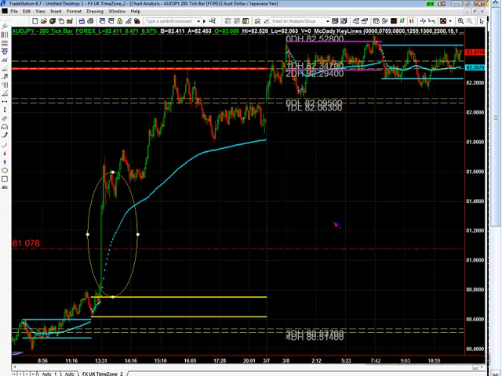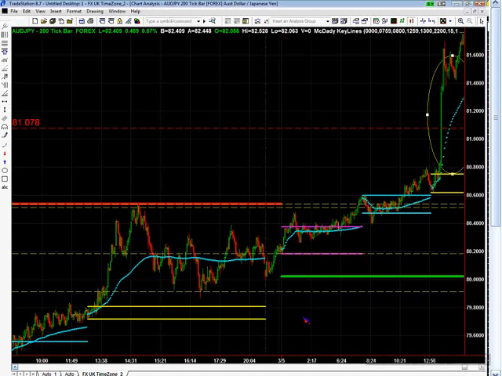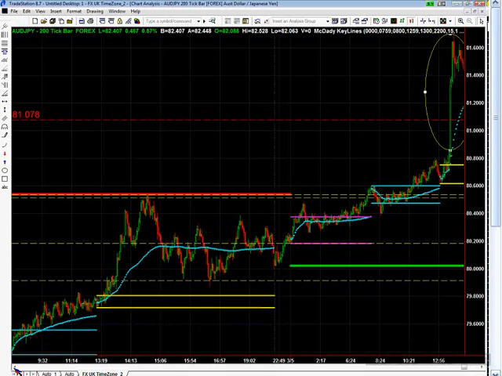So for example, take a look at the chart in front of you about the Aussie yen. And you can see here, this is the open from New York yesterday. And right here, I'm just showing it to you. This is one way of addressing the behavior.